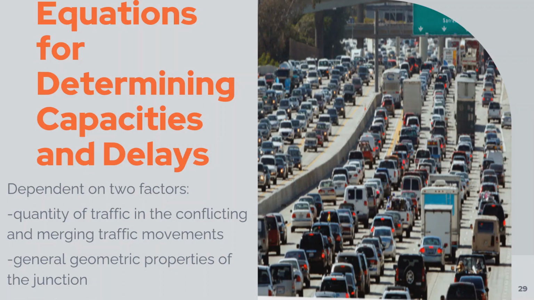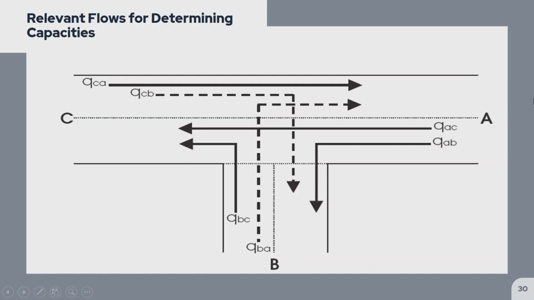Once the flows to be analyzed have been determined, and a generally appropriate geometric layout has been settled on, it is then necessary to establish the capacity of each traffic movement through the priority junction. In each case, it is mainly dependent on two factors: the quantity of traffic in the conflicting and merging traffic movements, and the general geometric properties of the junction. The traffic flows relevant to the determination of these capacities are shown in the next slides. The streams are described as follows.